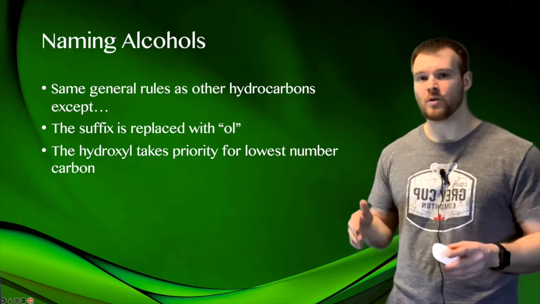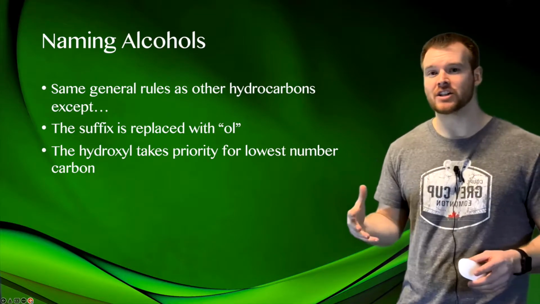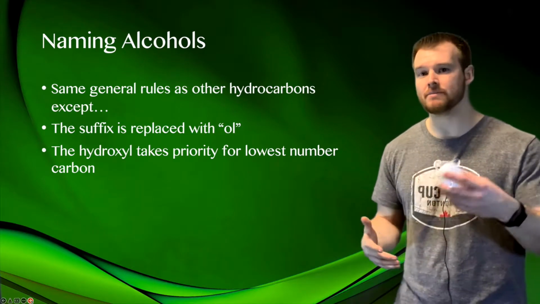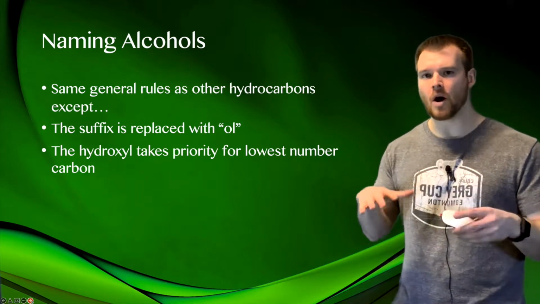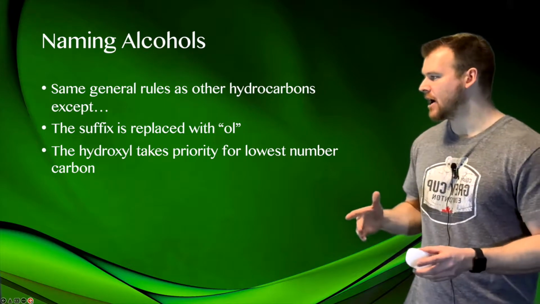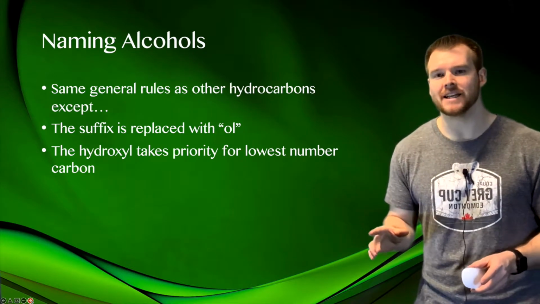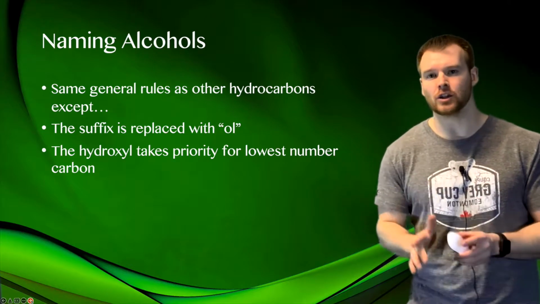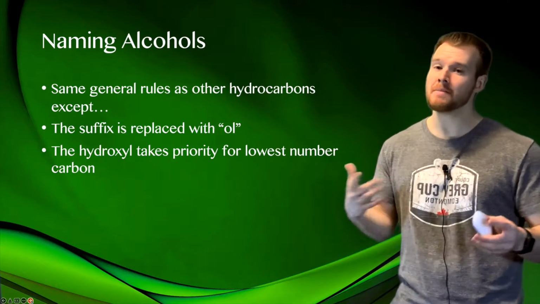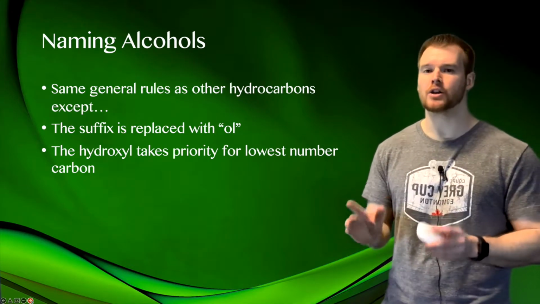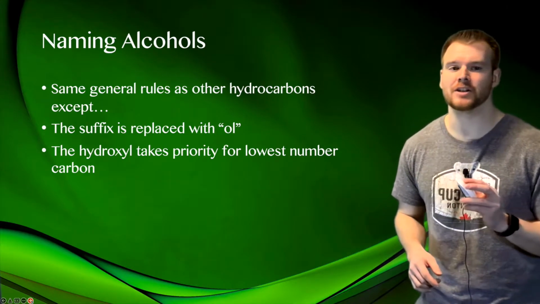The next change is that the hydroxyl, or the OH, takes priority for the lowest numbered carbon. Before, we would number the carbons in the direction that made all the numbers lowest for our branches, whether that was methyl groups or bromo groups. But now the hydroxyl is going to take the priority. We're going to go whichever way makes it so that the hydroxyl is on the lowest numbered carbon. So that makes it a bit easier: we always want to put the OH on the lowest numbered carbon and number in that direction.